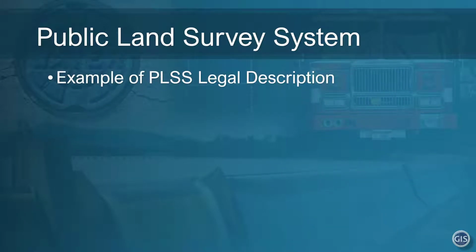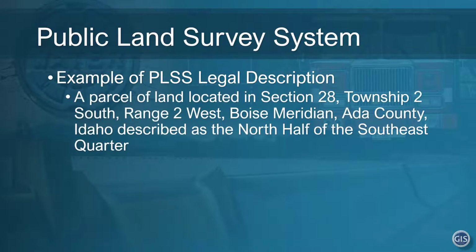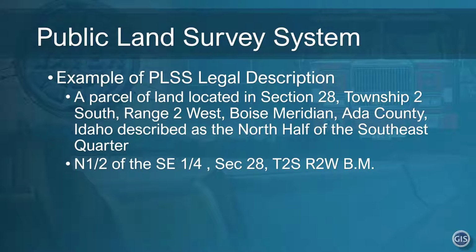Now that we have covered the PLSS basics, here's a legal description using the reference to the public land survey system. A parcel of land located in Section 28, Township 2 South, Range 2 West, Boise Meridian, Ada County, Idaho, described as the north half of the southeast quarter. This can more simply be written as the north half of the southeast quarter of Section 28, Township 2 South, Range 2 West, Boise Meridian.